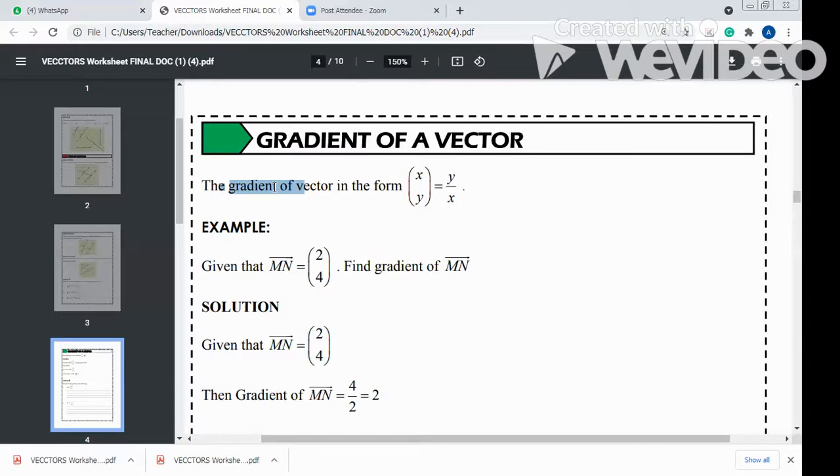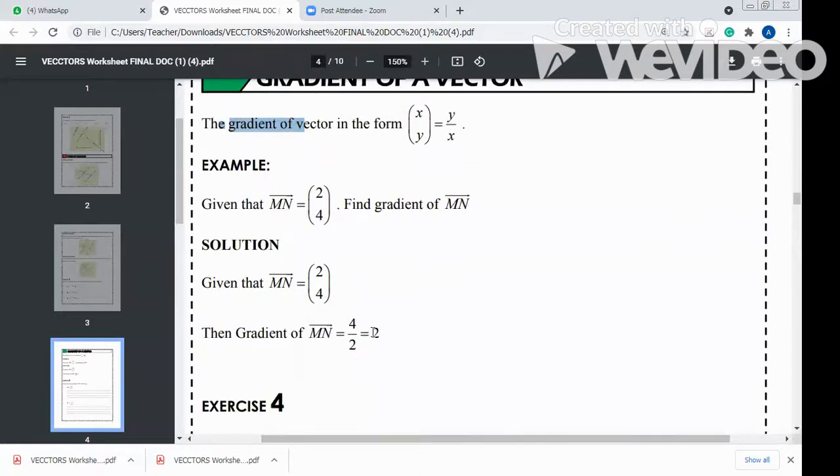So it's very simple. To find a gradient, all we need to do is divide y by x. So it's just 4 divided by 2, which is equal to 2. Any questions?